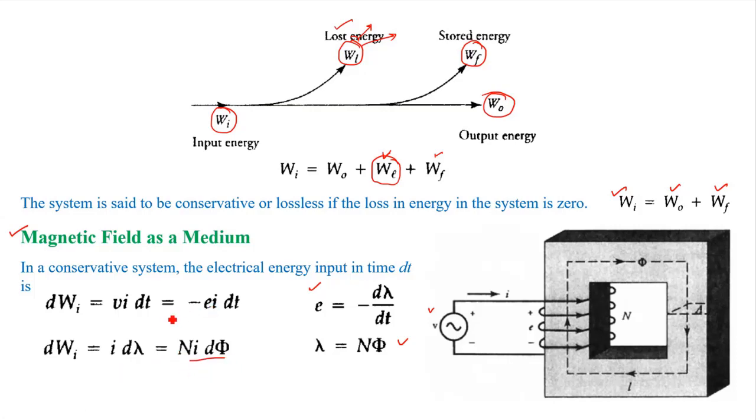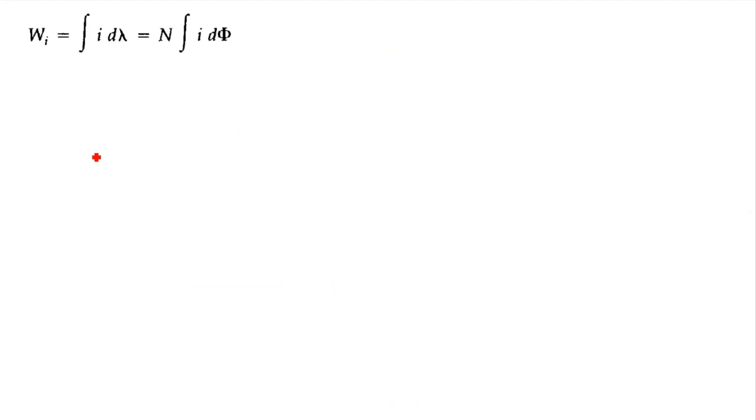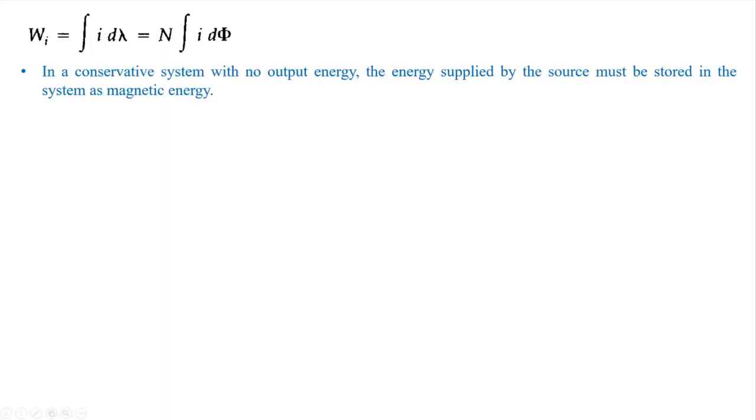So this is for a conservative system, and here the output is also zero. That means whatever energy we are giving here as input is being stored in the magnetic field. Hence the energy input to set up a flux phi in an n-turn coil is this much, right? So the energy input Wi will be the integration of i d lambda, equal to n times the integration of i d phi.